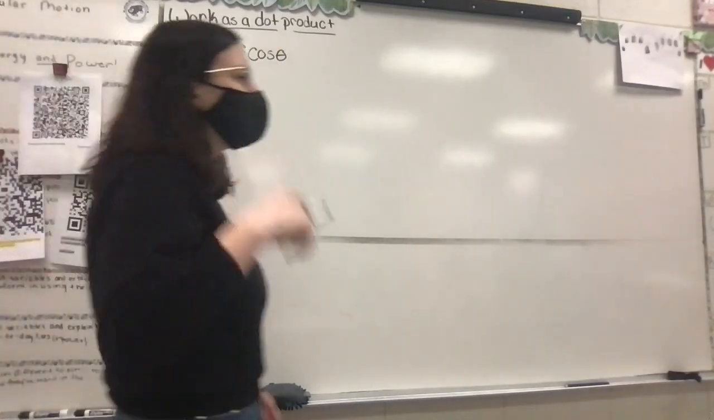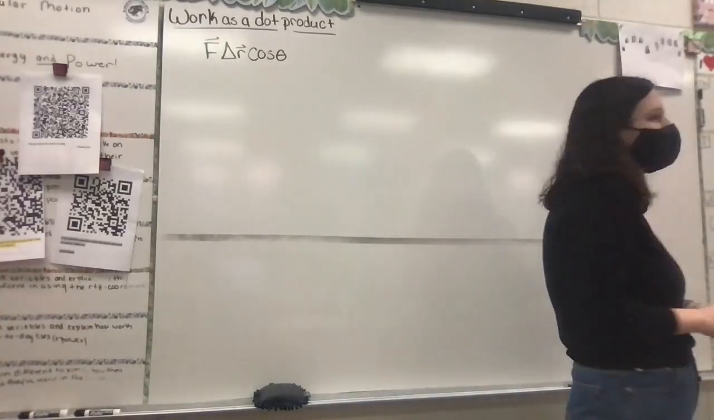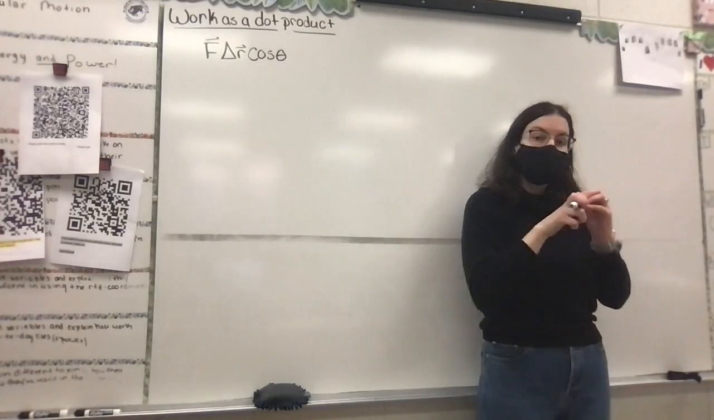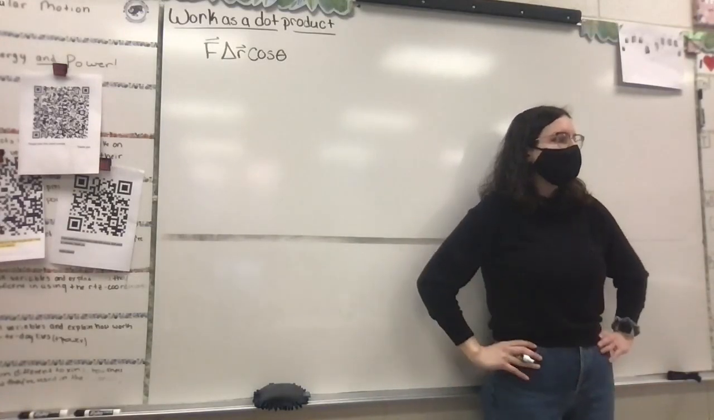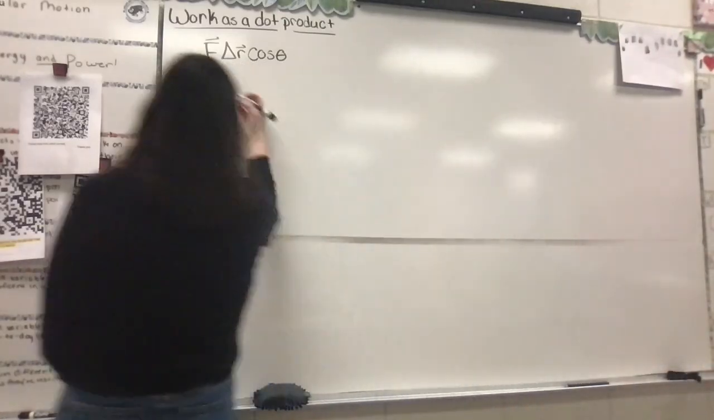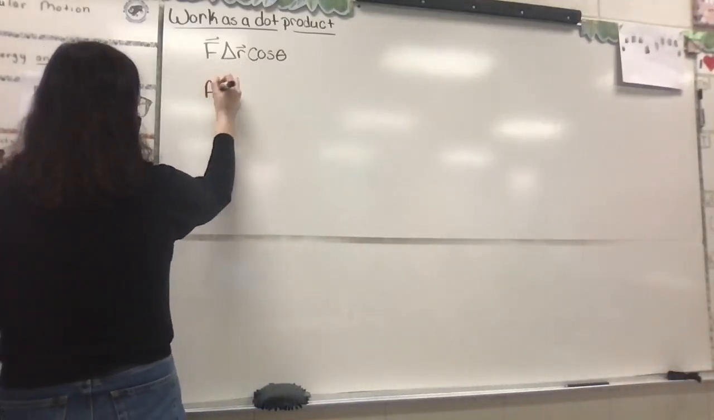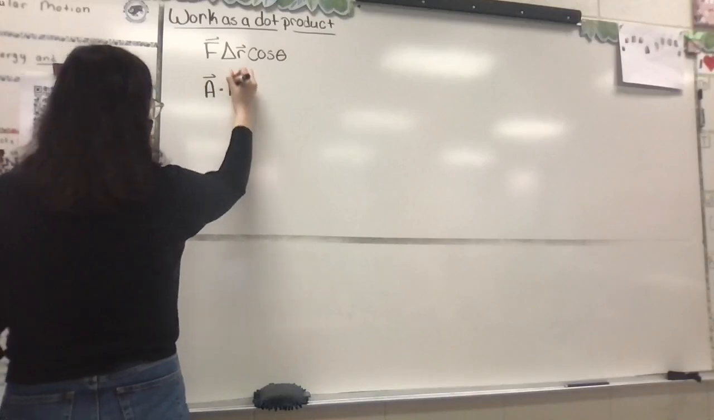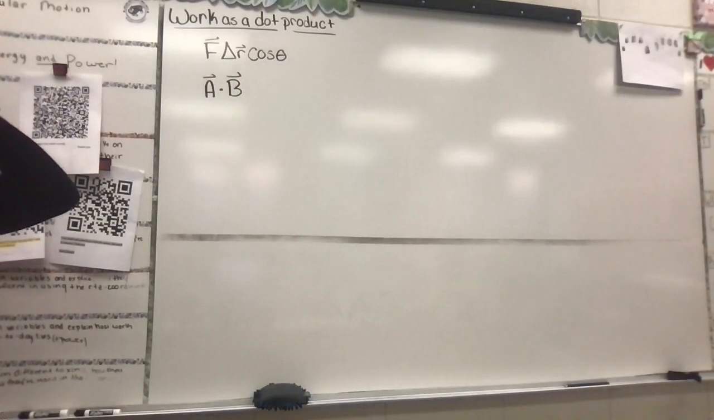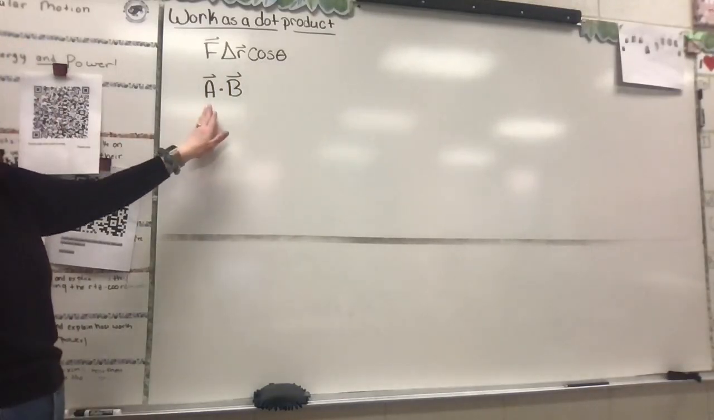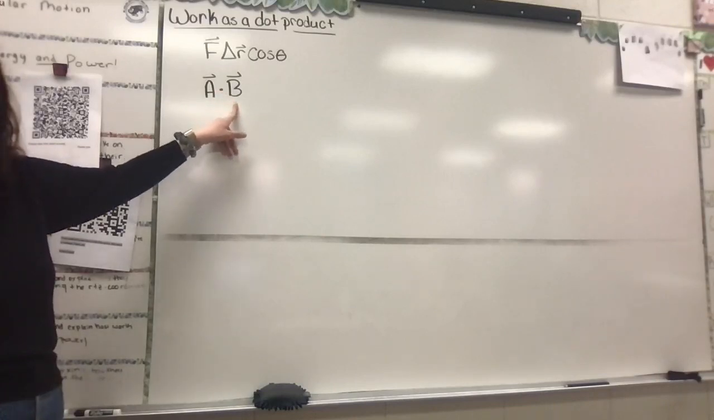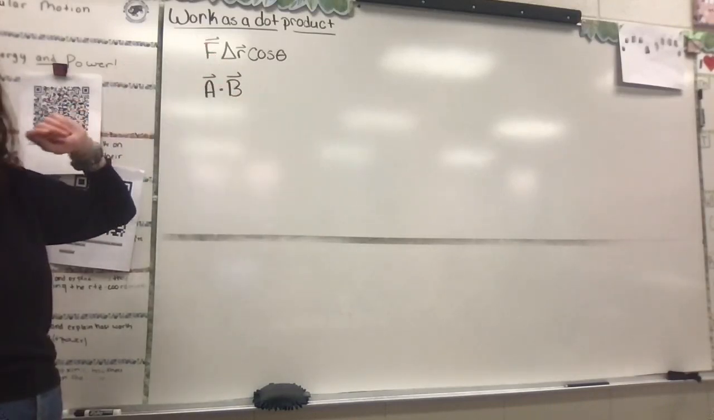Now, previously in the year when we did vectors, we were adding and subtracting vectors. What are we doing here? Yeah, we're multiplying vectors. So when you multiply vectors, one of the ways that you do it is called the dot product. This is what the dot product looks like. So let's say vector A, maybe that's our force, dot vector B. That could be our displacement.